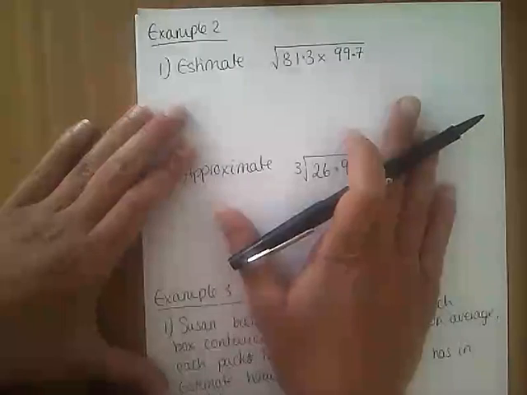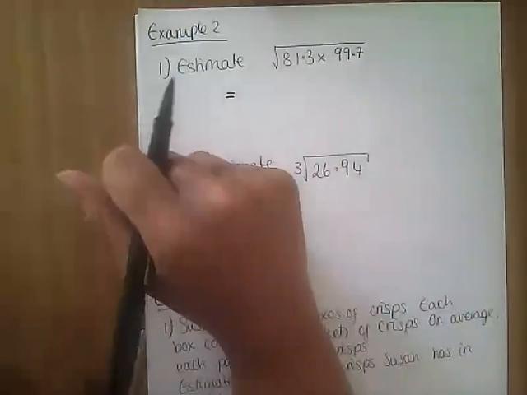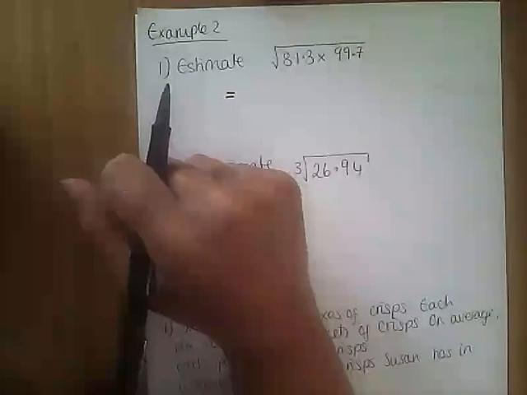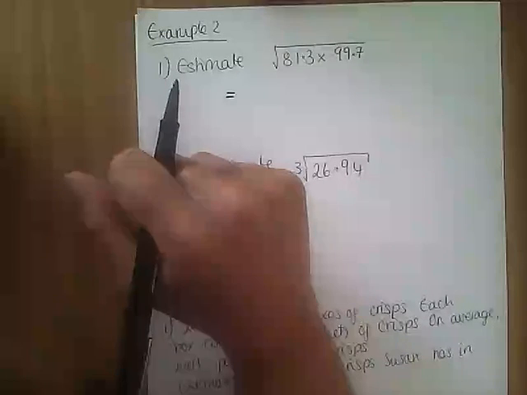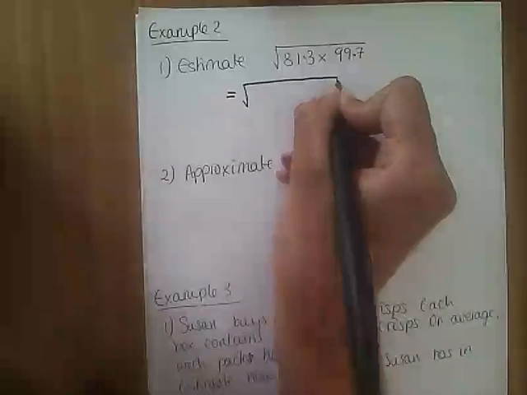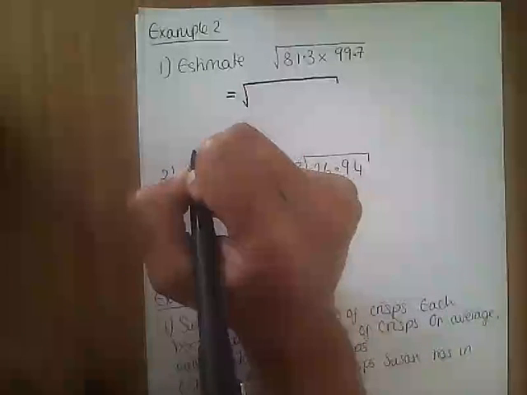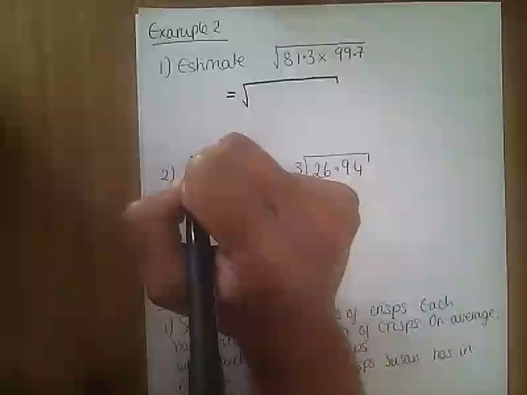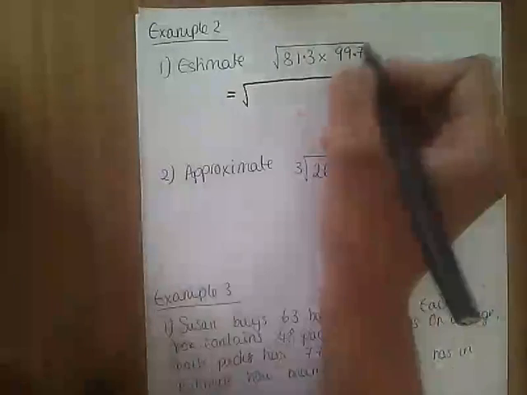So it's asking us to estimate the square root of 81.3 times 99.7. Now, the key thing here is that we need to know a little bit about square roots because we're not in a calculator paper here, we're in a non-calculator paper. So, let's just look at this 99.7.